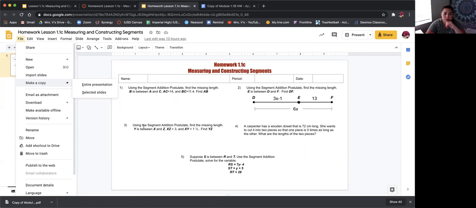So number 1, 3, and 5 are very, very similar to the examples that I did. Number 2 as well. And number 4 is an application example. So go ahead and read what it says. It says a carpenter has a wooden dowel. So a wooden dowel is like a wood stick. For example, a pencil is a wooden dowel. And that is 72 centimeters long. And she wants to cut it into 2 pieces. And it tells you what exactly the measurements are, what the ratios are, okay? So go ahead and work on that.